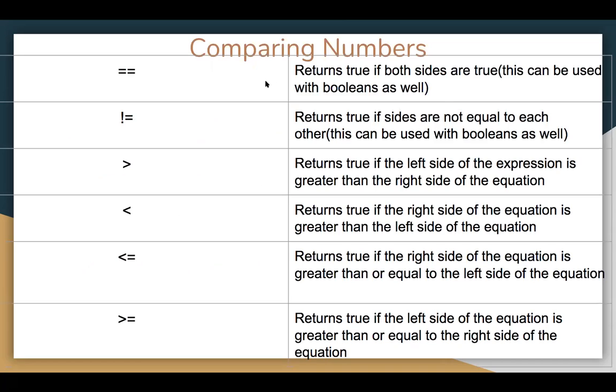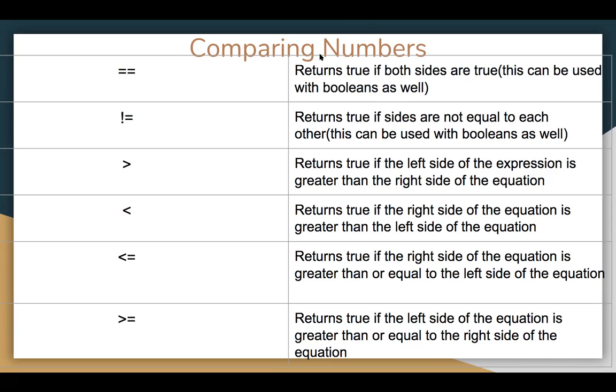All right, comparing numbers. I mentioned that another thing that you do is comparing numbers, since you can't only compare Booleans, right? You have to get somewhere with it. So first one is the equals equals, and this returns true if both sides are equal. This can also be used with Booleans. So you could do true equals equals true, that would evaluate to true. If you did true equals equals false, that would evaluate to false.